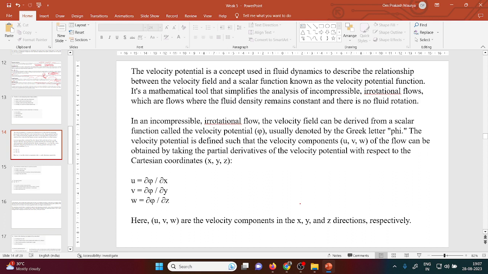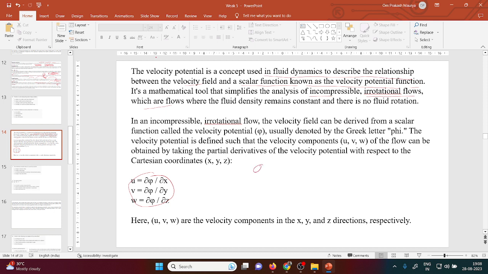So the potential flow, characteristics-wise, we know the velocity potential is a concept used in fluid dynamics to describe the relationship between the velocity field and the scalar function known as the velocity potential function. By definition, it simplifies the analysis of incompressible, irrotational flow. Whatever equation is given here is derived based on the flow, to simplify the analysis of incompressible and irrotational flow.